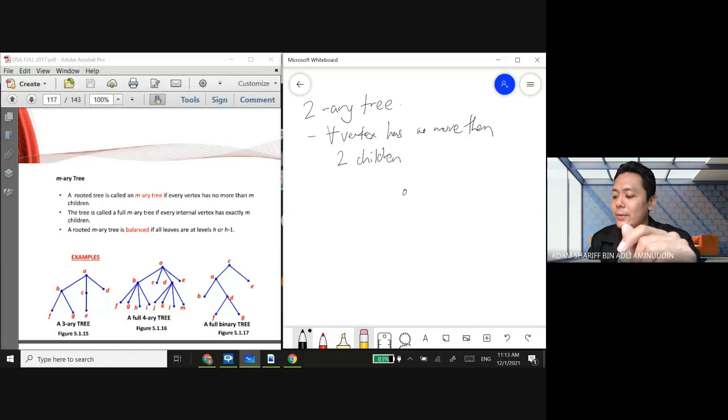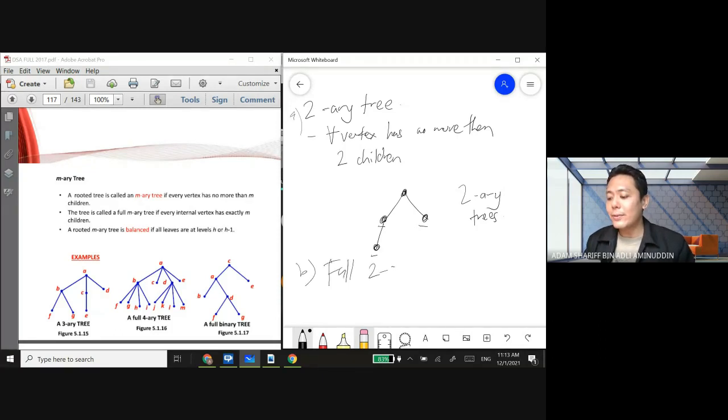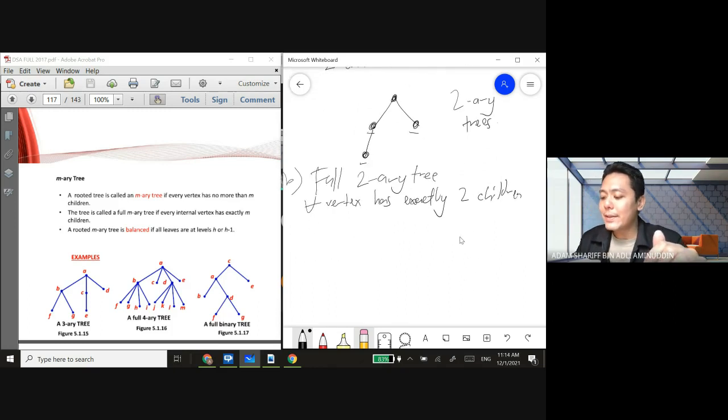So, for example, this is a 2-ary tree. We check that every vertex does not have more than 2 children. As simple as that. In contrast, for a full 2-ary tree, every vertex must have exactly 2 children. So the top one is not a full 2-ary tree.